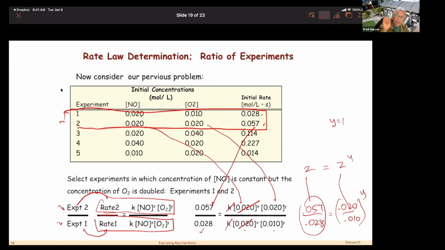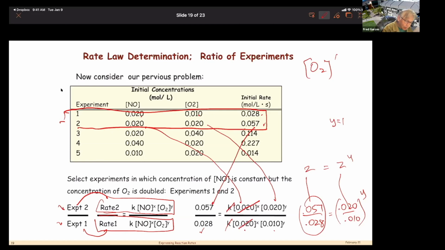You see why we pick experiments 1 and 2? Because then these guys will cancel and it makes the math easier. Well, now we know why. We know that it's oxygen to the first power. We still need to figure out what X is and what K is. We determine K at the very last step. But the way we determine X is we pick 2 experiments.